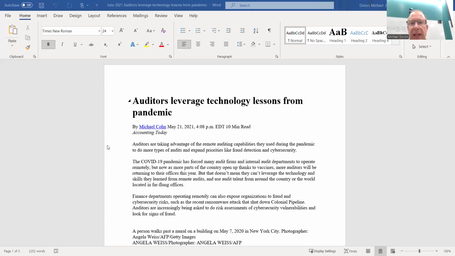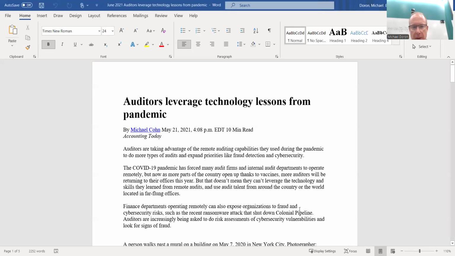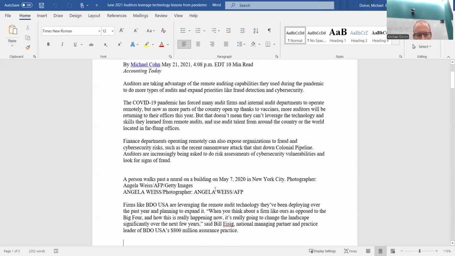Okay, we got one more handout from chapter 4. This was written right after the pandemic and was about what auditors learned about technology. All of a sudden, they had to do everything remotely. So what did they learn from that? That's what this was about. Auditors leverage technology lessons from pandemic.